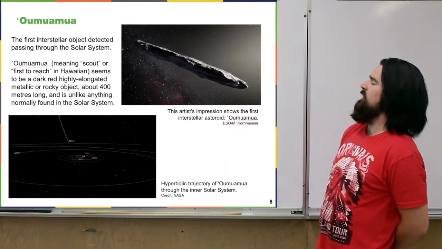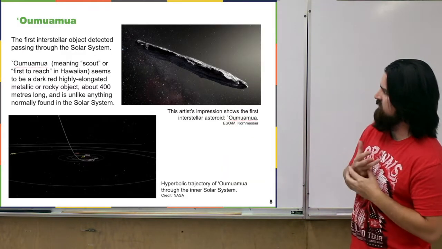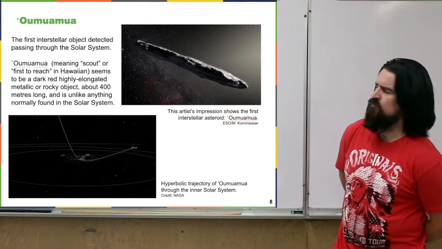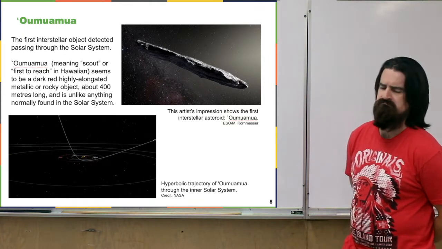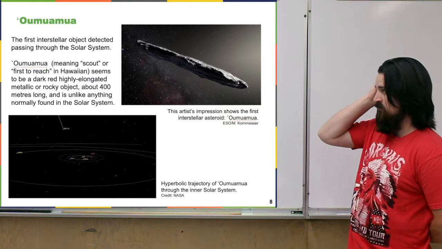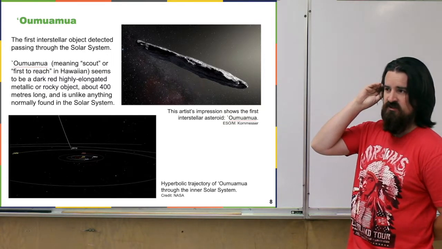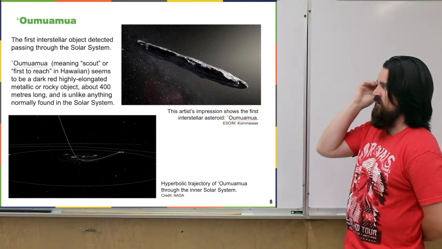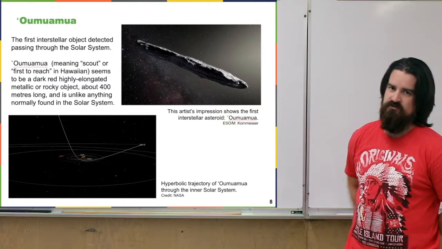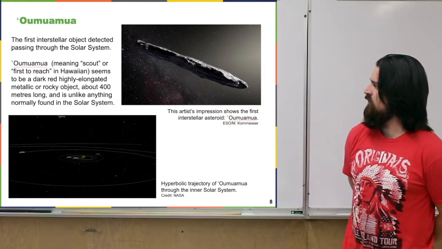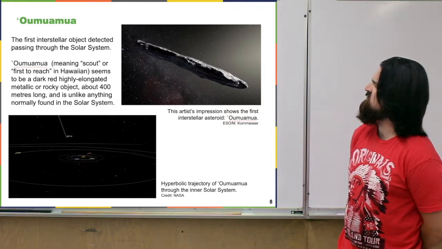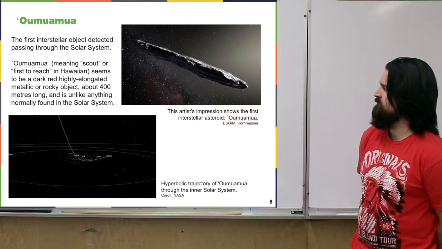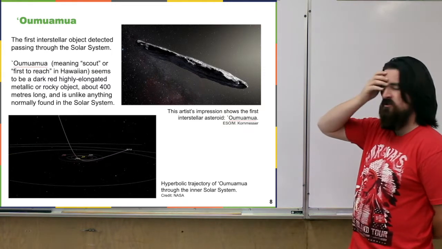One very interesting asteroid as of late is an object that was dubbed Oumuamua, something like that. Very interesting because it seems like the first confirmed interstellar object that we've seen, meaning that it originated outside of our solar system. The word Oumuamua means scout, or first to reach, in Hawaiian. It's an interesting tidbit. The picture up here is an artist's interpretation.